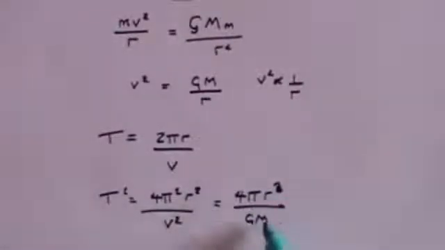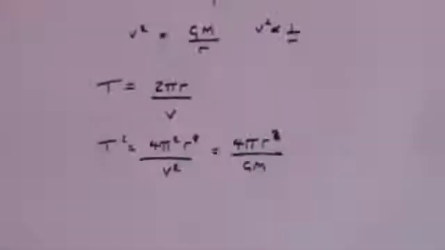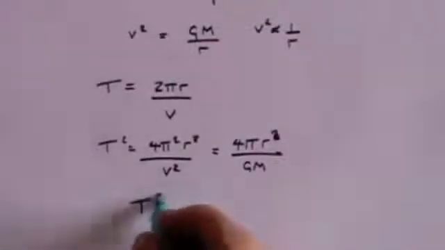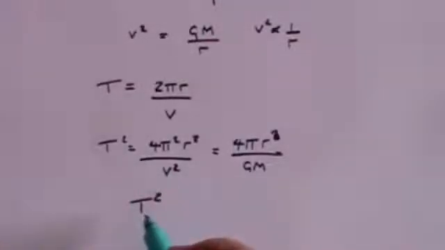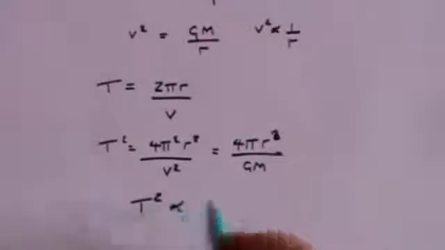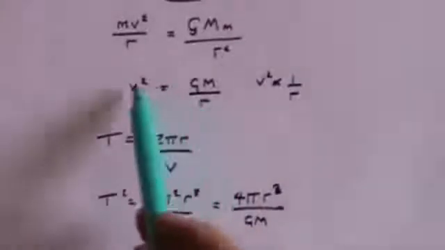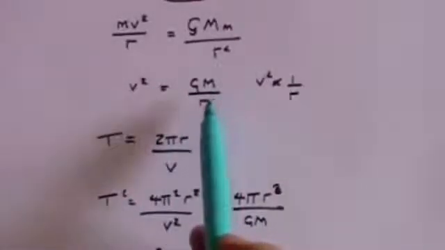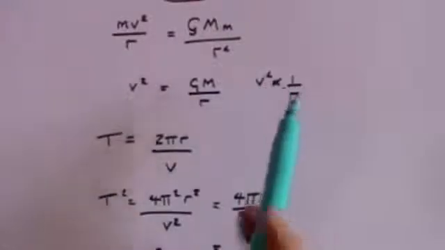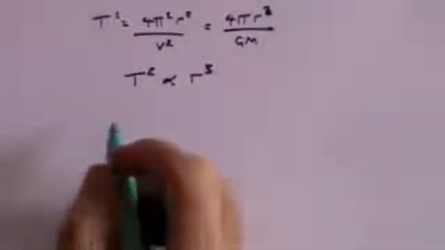4 pi squared over GM is a constant because they are all constants, and that leads us to what is essentially Kepler's third law, which is that T squared, the time that it takes for one planet to perform one complete revolution, is proportional to r cubed, the distance away from the Sun. But let's return to this formula here. v squared is GM over r, so v squared is proportional to 1 over r. And let's look at what the implications of that are for planets orbiting the Sun.